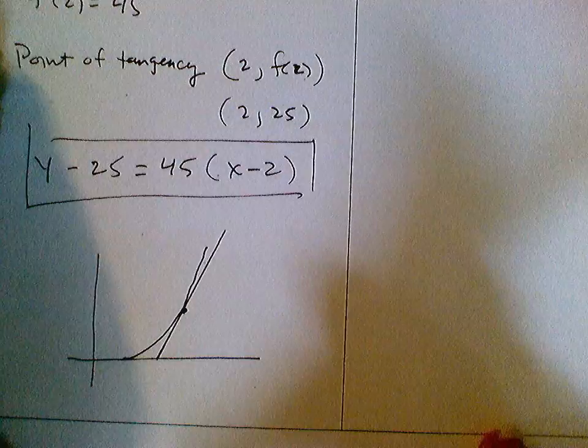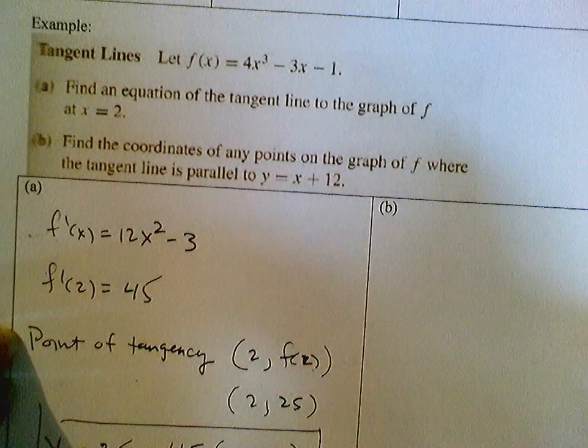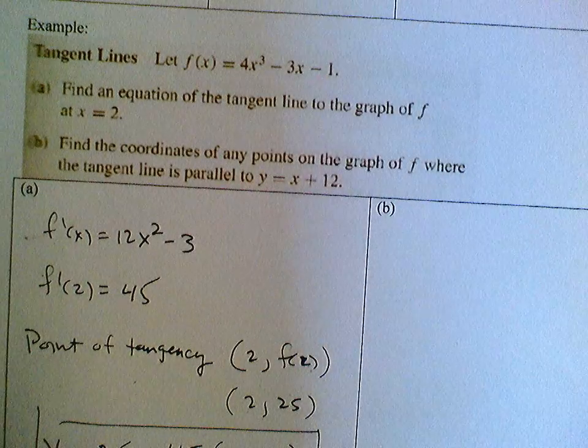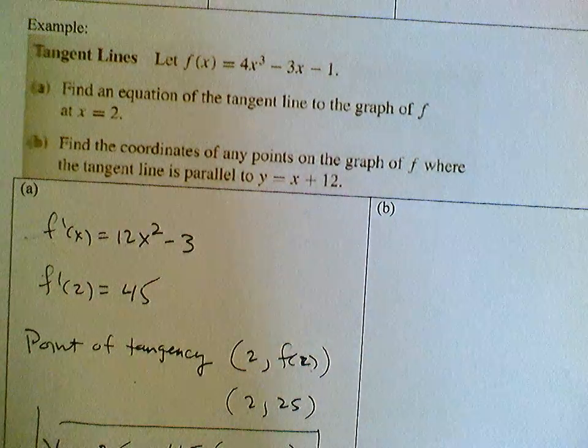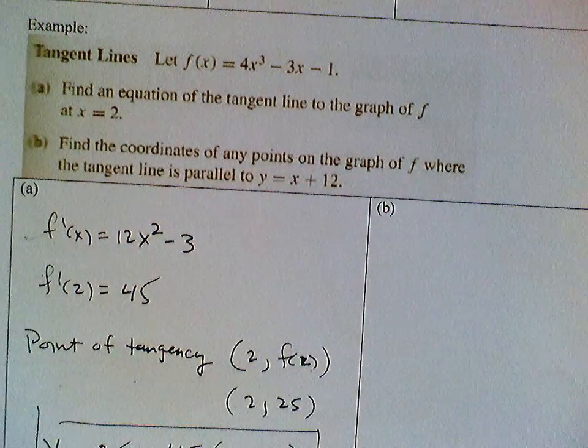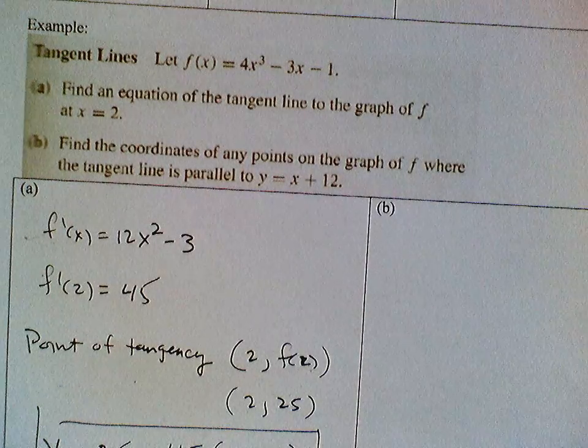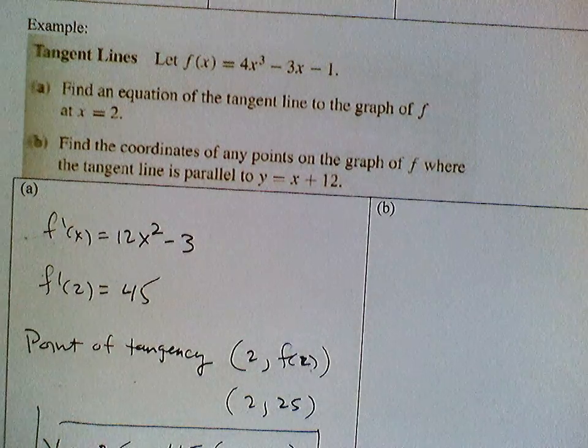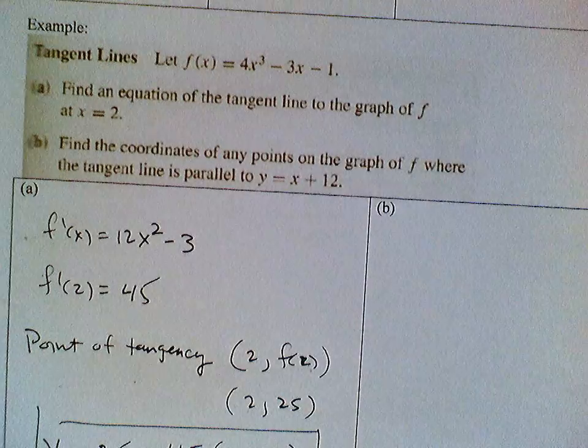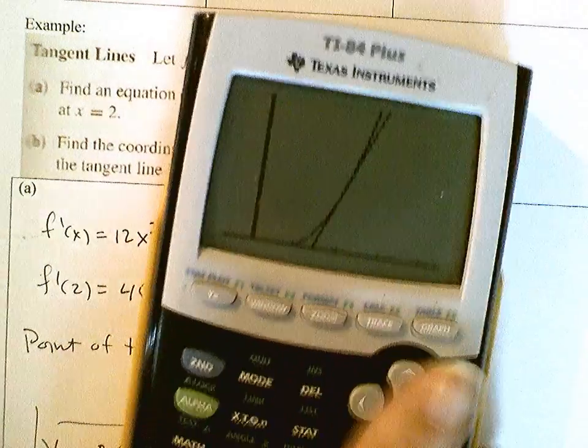Okay, guys, now part B. Find the coordinates of any points on the graph of f, our original function, where the tangent line is parallel to that line. Okay, so again, if you can't visualize what's going on here, go to your graphing calculator, and feel free to use your transparency.